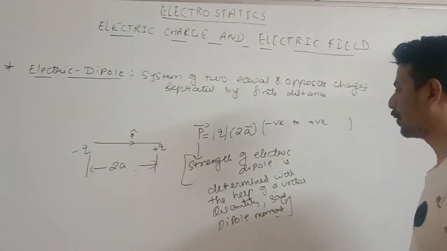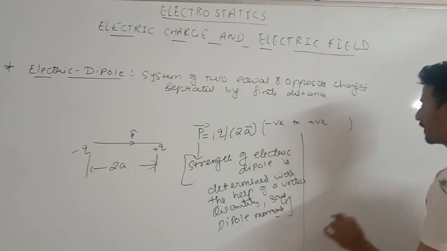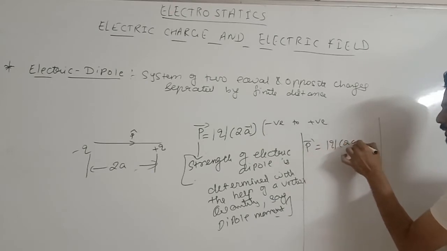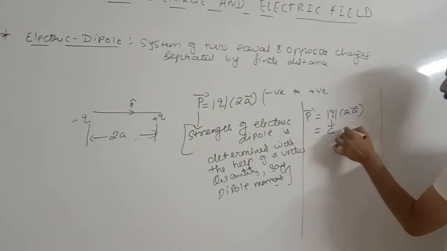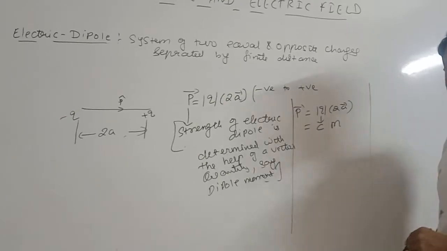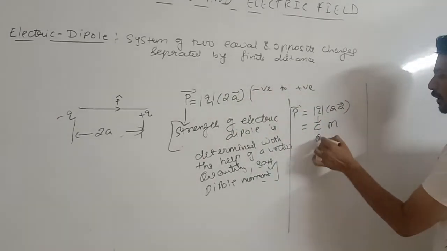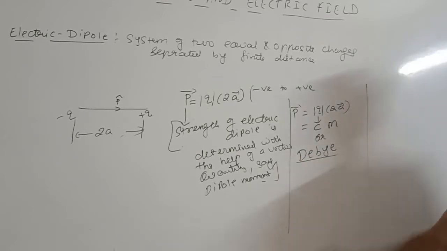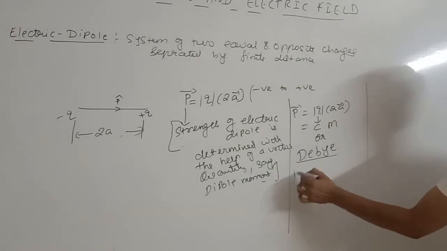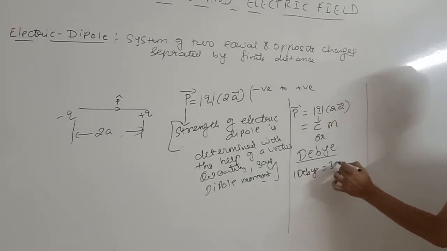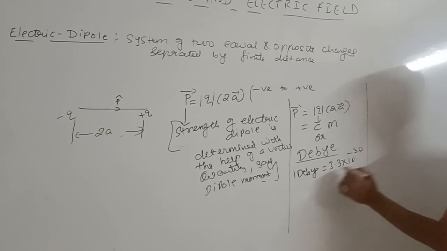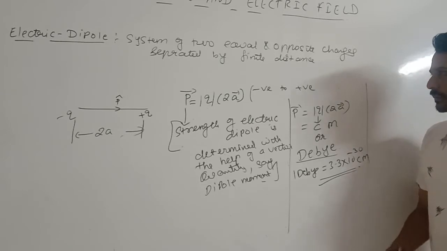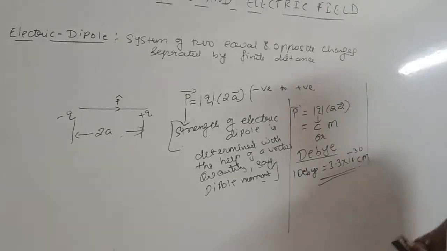Right? Okay, now let us discuss the unit of this dipole moment. Dipole moment is defined as charge into 2a, so its SI unit is coulomb meter, because unit of charge is coulomb and unit of distance is meter. Or you can also say debye, this is another unit of dipole moment, and 1 debye will be 3.3 into 10 raised to minus 30 coulomb meter. This is only for your information. Clear? Right? So this is about electric dipole.